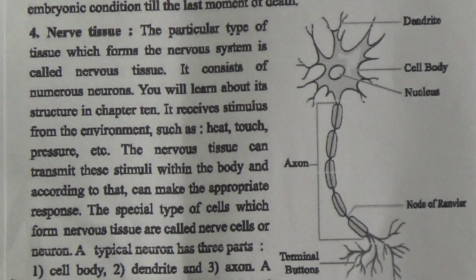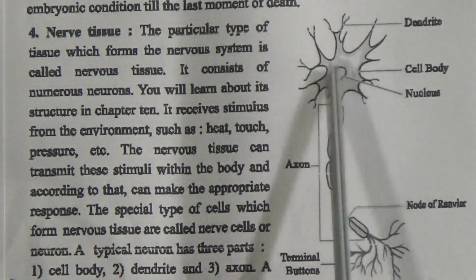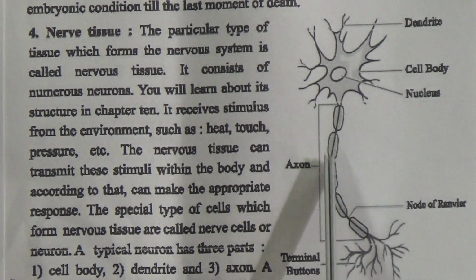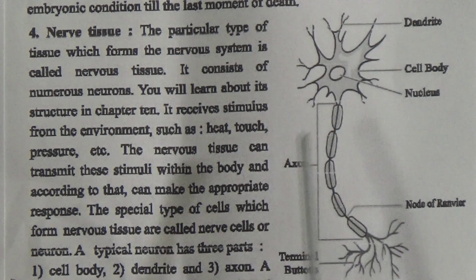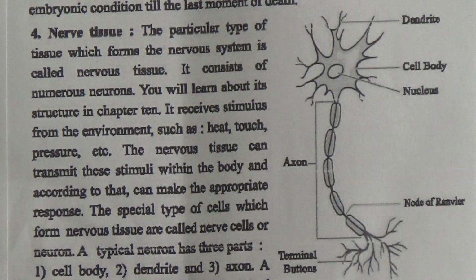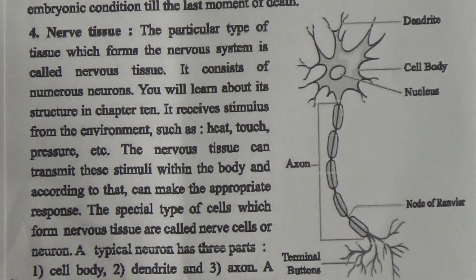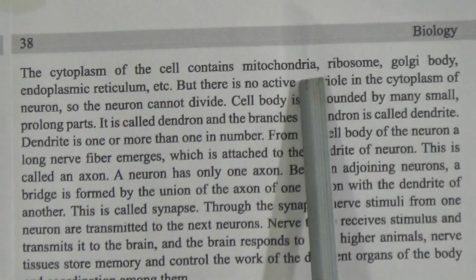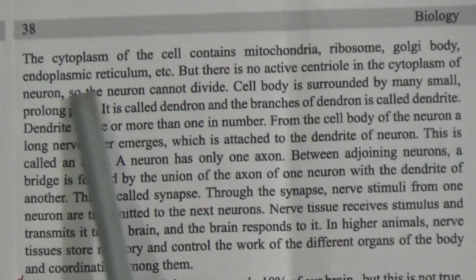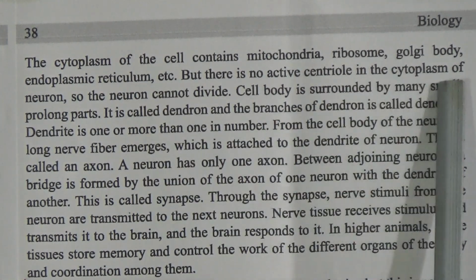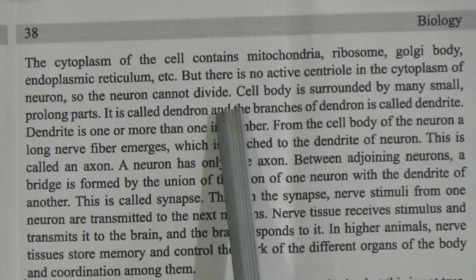You can see the picture of a neuron. Here we find a cell body. Inside the cell body we find a nucleus, and then we find the axon here, and in the cell body we also find dendrites. A neuron cell body is polygonal and nucleated. The cytoplasm of the cell contains mitochondria, ribosomes, Golgi body and endoplasmic reticulum, etc. But there is no active centriole in the cytoplasm of neurons, so the neuron cannot divide.